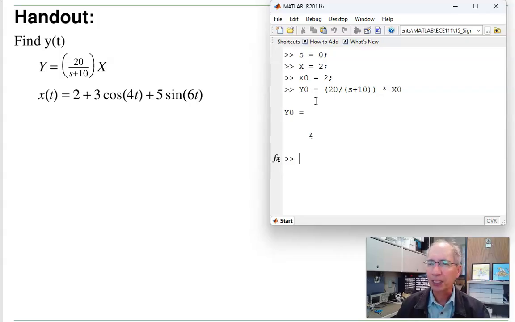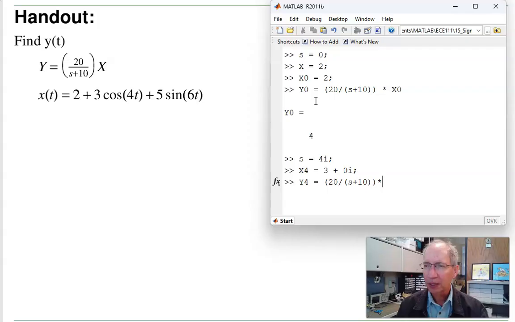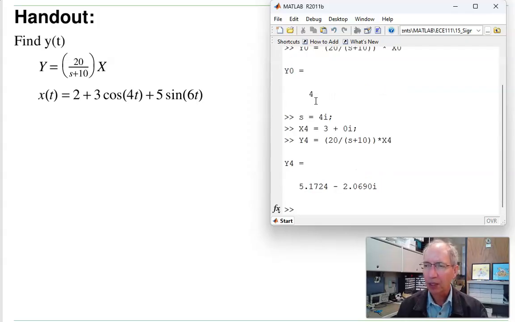At 4 radians per second. There, s equals j4, or 4i, MATLAB speak. X4 is 3 plus j0, 3 cosine, 0 sine. Y4 is then the gain, 20 over s plus 10, times x4. Real part's cosine, minus j is sine.